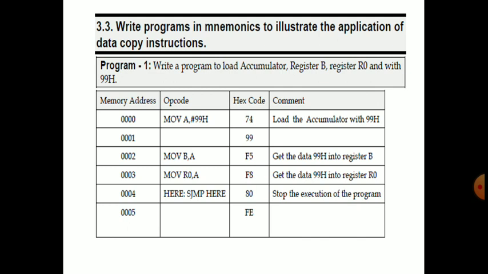So take an example. Write a program to load the accumulator, register B, and register R0 with 99H. Please understand the question first. You need to write an assembly language program to load the accumulator, that is the A register, the B register, and register R0. Three registers are there, and we should load these three registers with the same content, that is 99H.